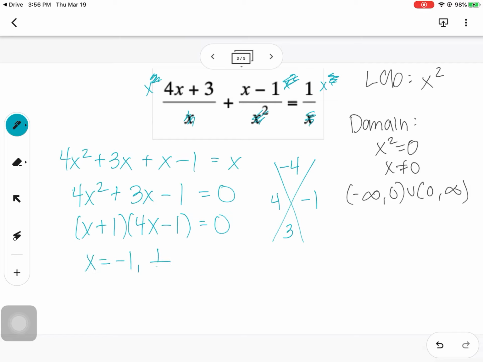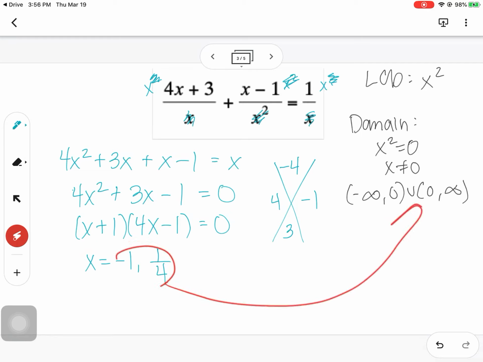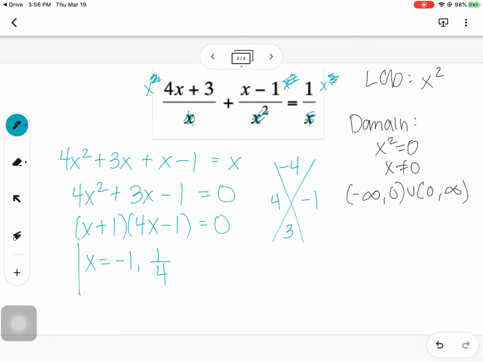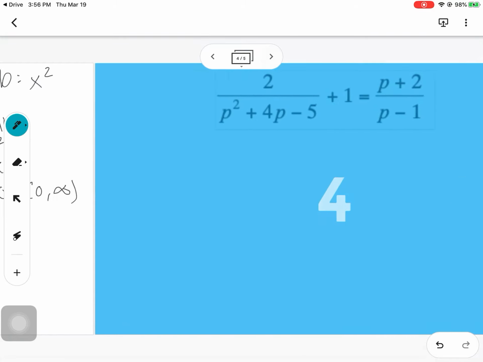To actually solve this, you set them equal to 0, so x is negative 1 or positive 1/4. Again, we're really just verifying that my answers are not my excluded values, so those both work.